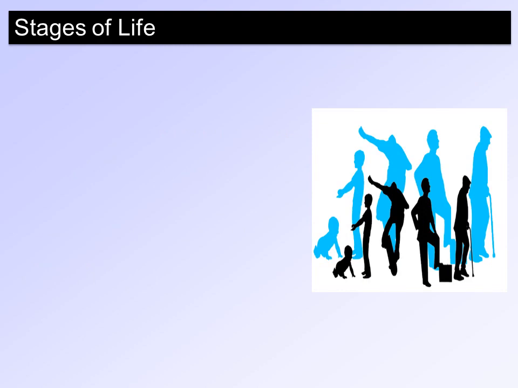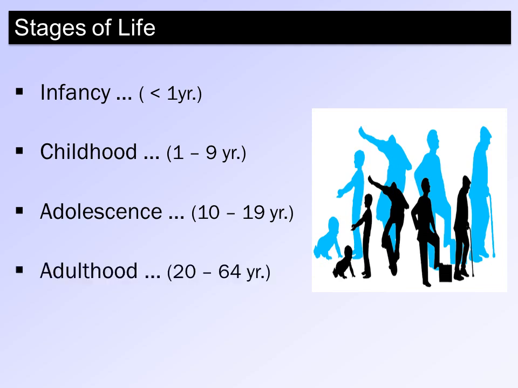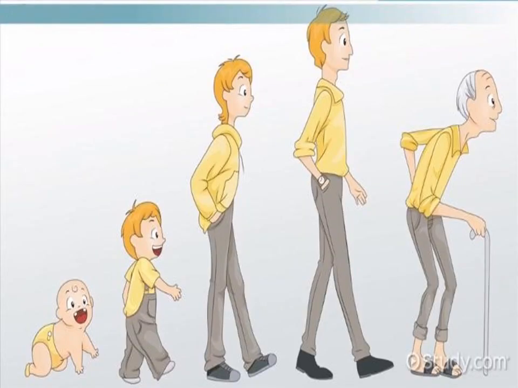What are the stages of life? In general, life is divided into 5 main stages: infancy, which is less than 1 year; childhood, between 1 and 9 years; adolescence, between 10 and 19 years; adulthood, between 20 and 64 years; and old age, which is 65 and more years. This figure shows the stages of life.